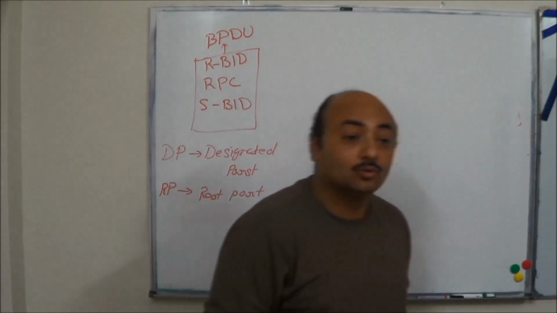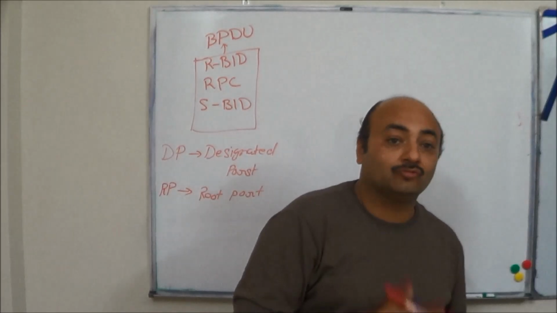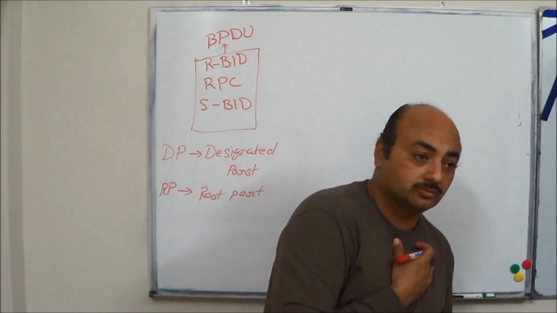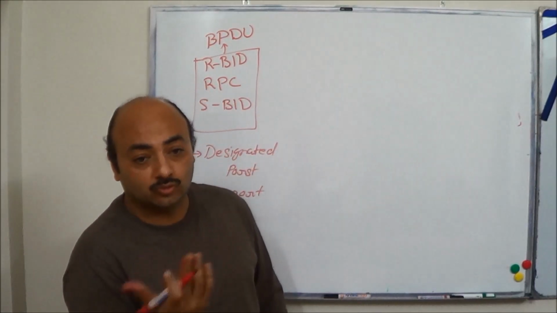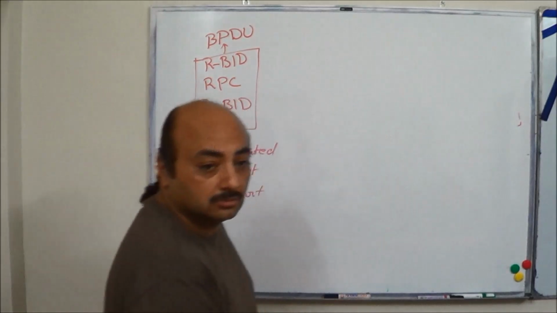Further, if you think, who is receiving the BPDUs? Root port. Root port will receive the BPDUs. In general terms, root port will receive the BPDUs. Who will send the BPDUs? Designated ports.